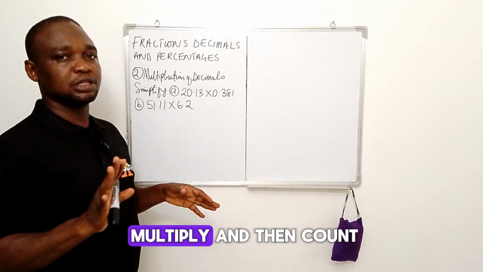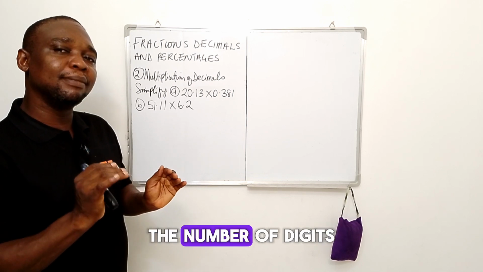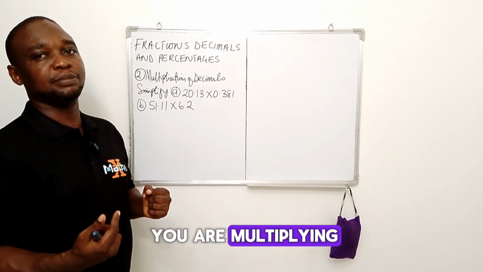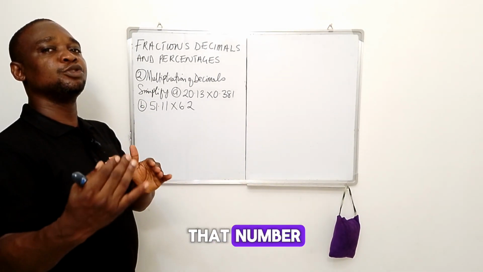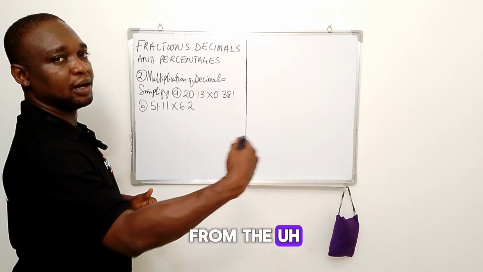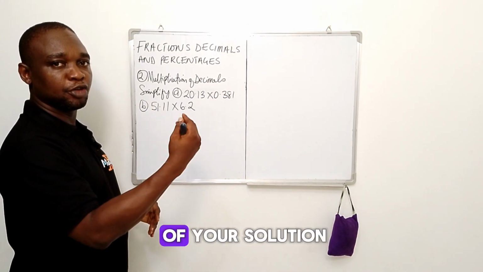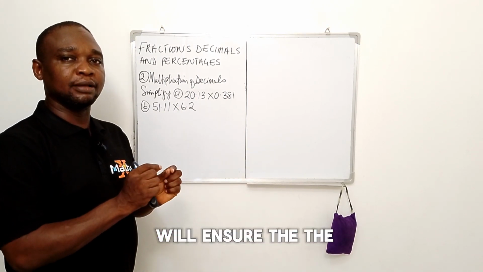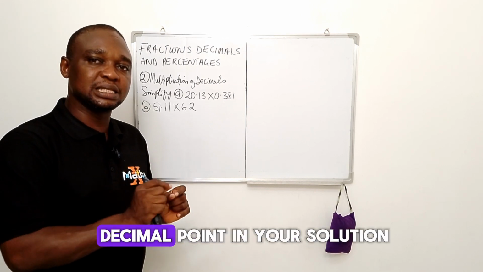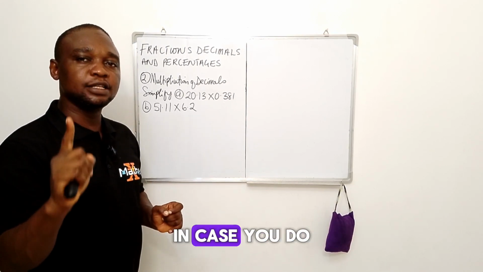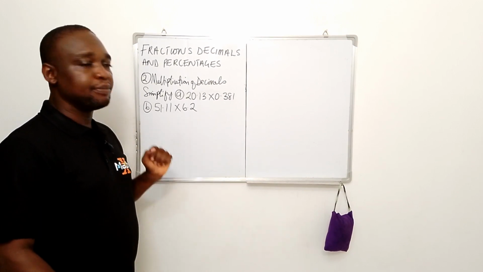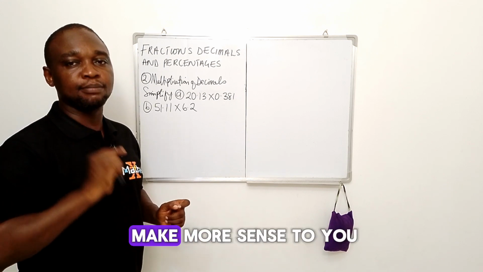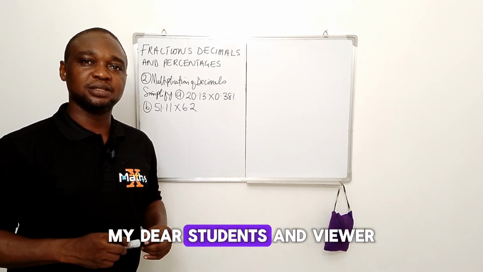Just go in and multiply and then count the number of digits after the decimal point for both expressions which you are multiplying. And then based on that number, start your count from the right hand side of your solution, then count backwards. That will ensure the location of the decimal point in your solution. In case you do not understand all I am saying, let me go into the solution, then I will say it again. Most likely, it will make more sense to you, my dear students and viewers.